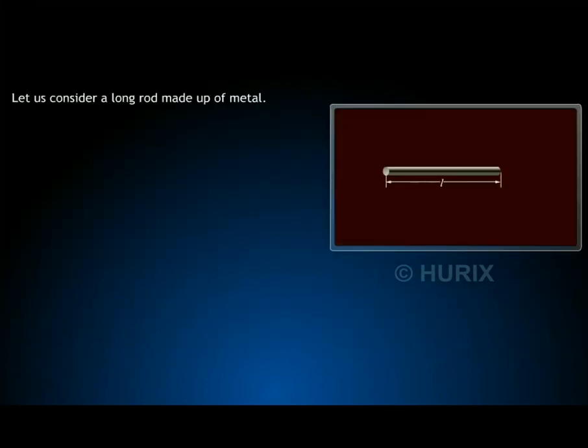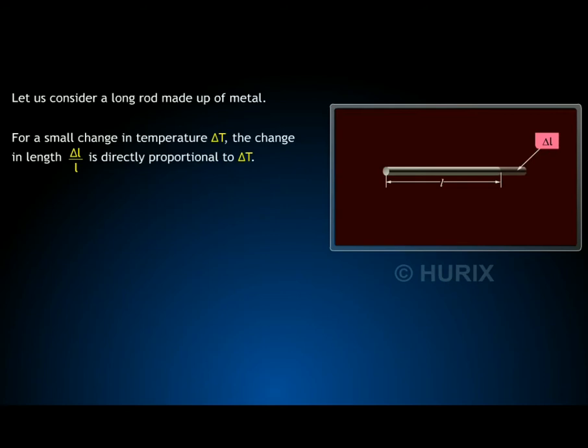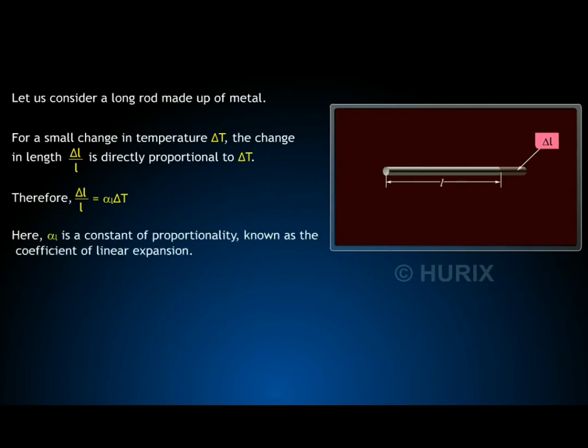Let us consider a long rod made up of metal. For a small change in temperature, delta T, the change in length delta L by L is directly proportional to delta T. Therefore, delta L by L equals alpha L delta T. Here, alpha L is a constant of proportionality, known as the coefficient of linear expansion.